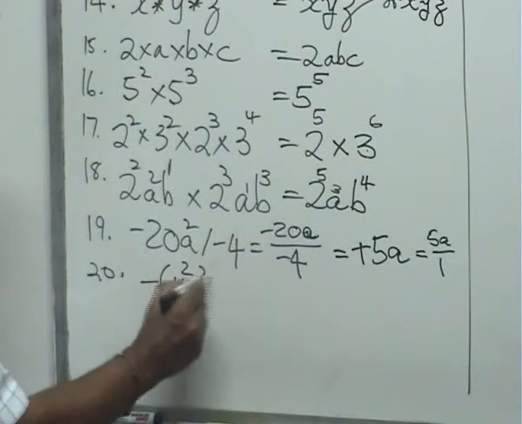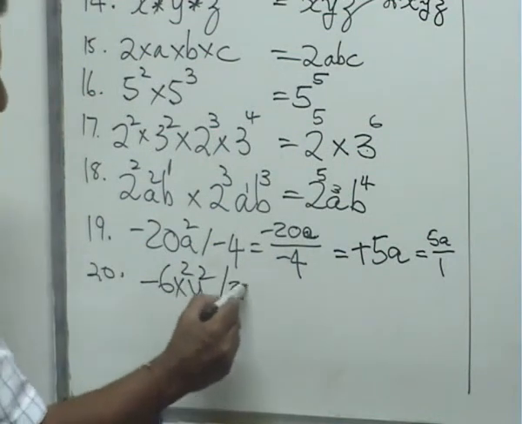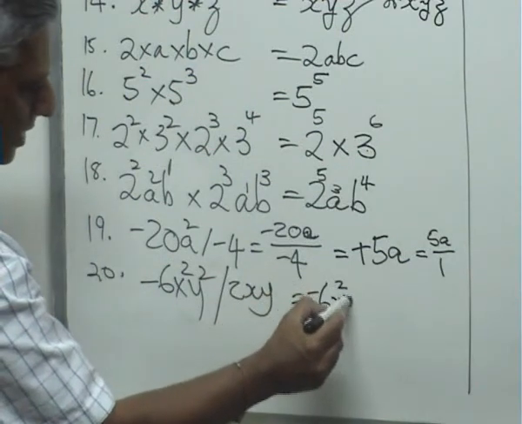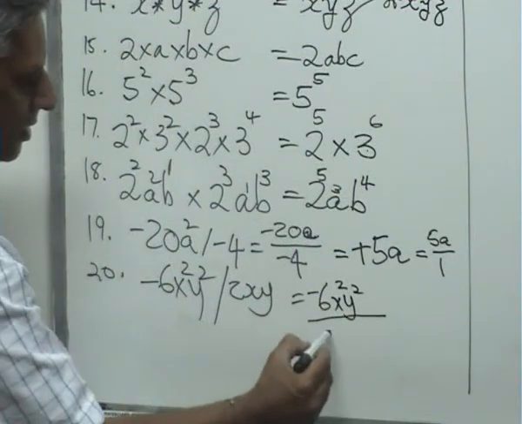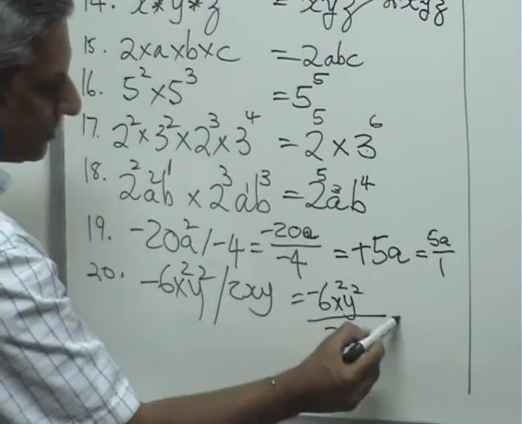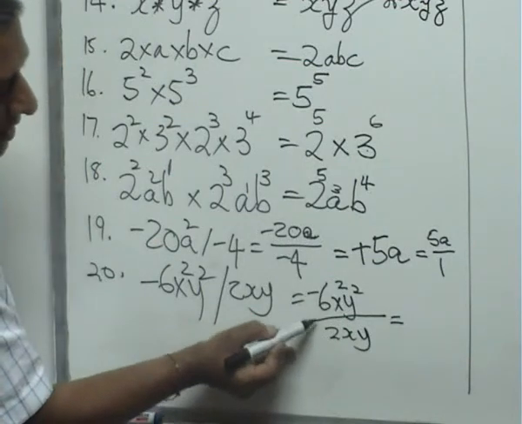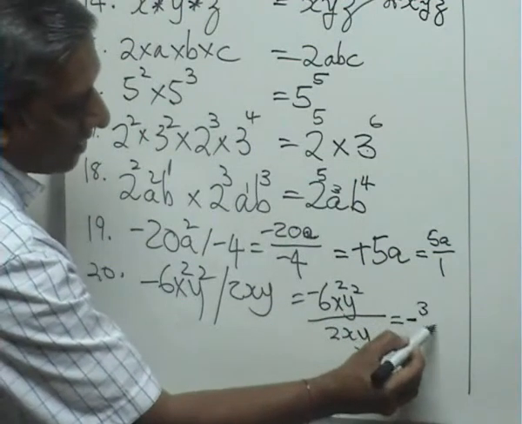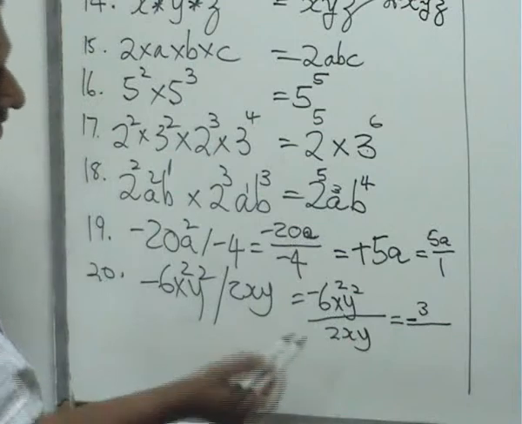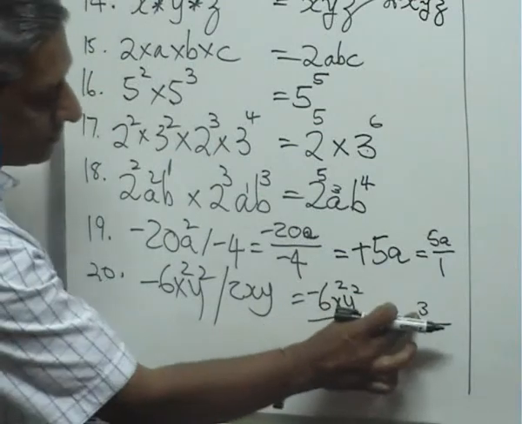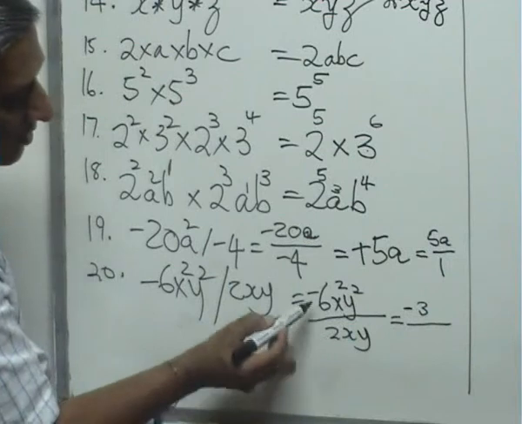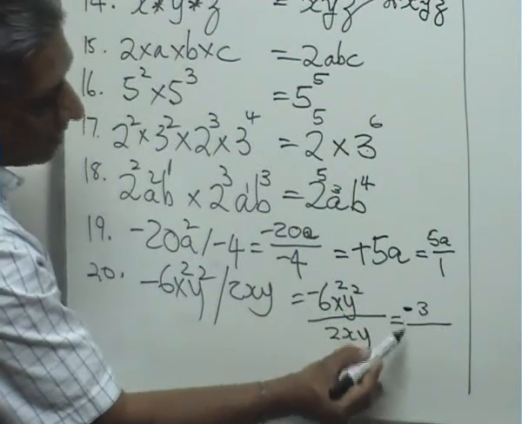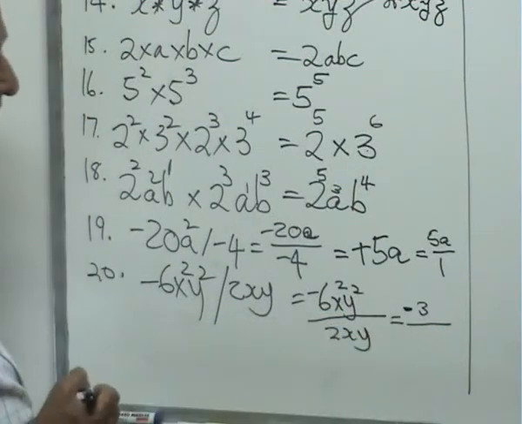minus 6x squared y squared divided by 2xy. So let's write it like this. Minus 6x squared y squared divided by 2xy. Now watch. Plus divided by minus is minus. 2 divides into 6 3 times. So I can write the minus sign on the top, right? Plus divided by minus is minus. I can write the minus on top. I can write it anyway. I can write it on the top, in the middle, or in the bottom. But it's better to write it on top.